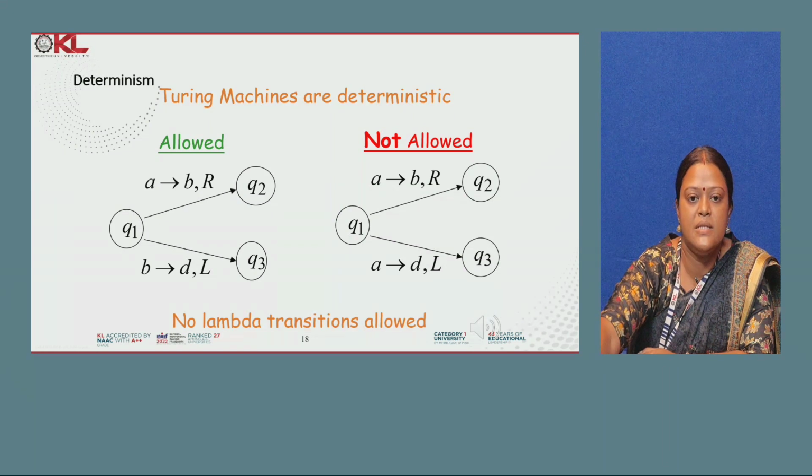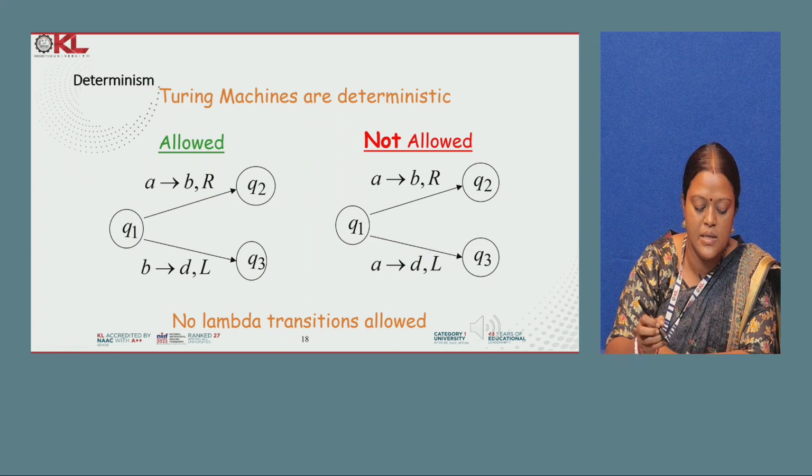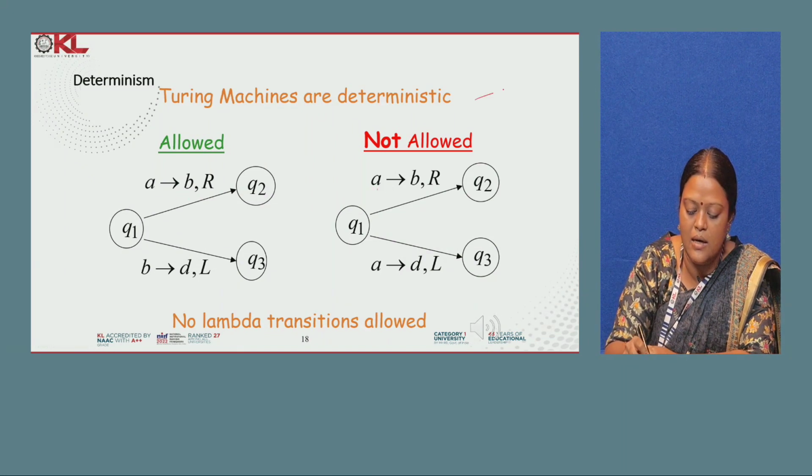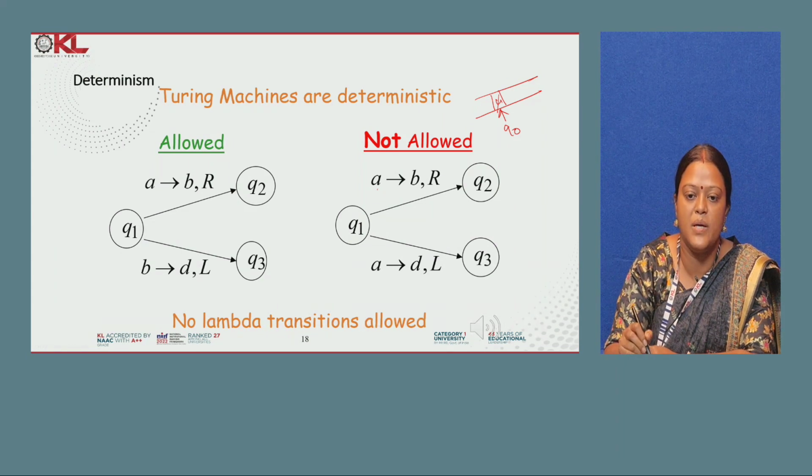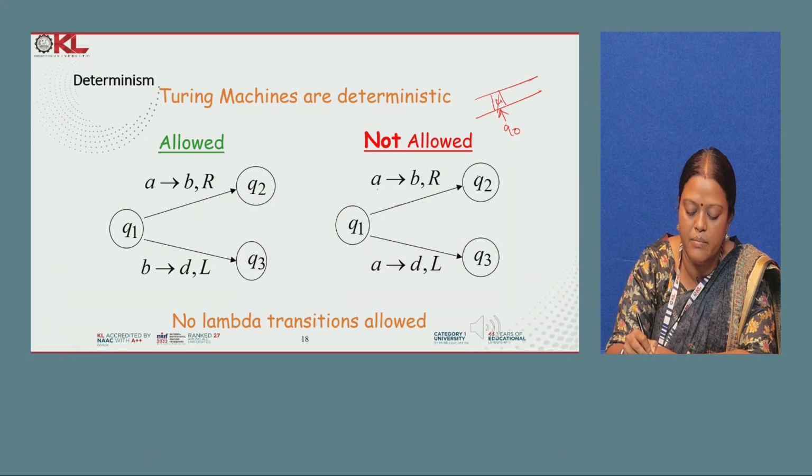So what is allowed in a Turing machine? A Turing machine is deterministic in the sense of inputs. With a particular symbol on a particular state as input, we can go to only one state, and we can change it by only one symbol at a time. We cannot have non-determinism, like a being replaced by either b or d and moving to right or left. We cannot have this.